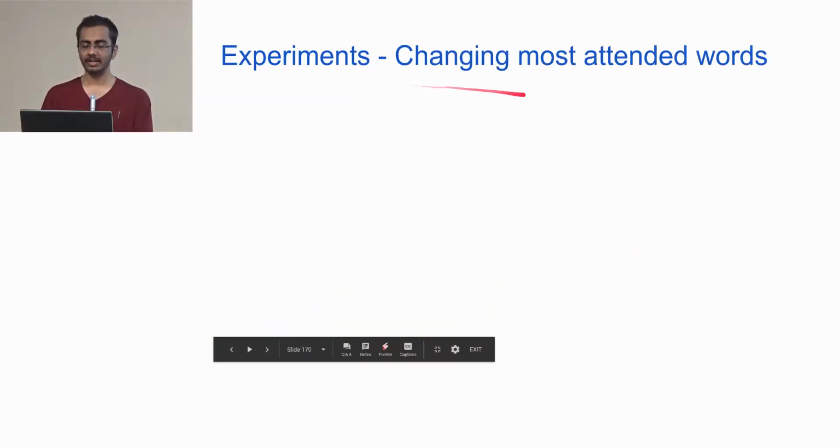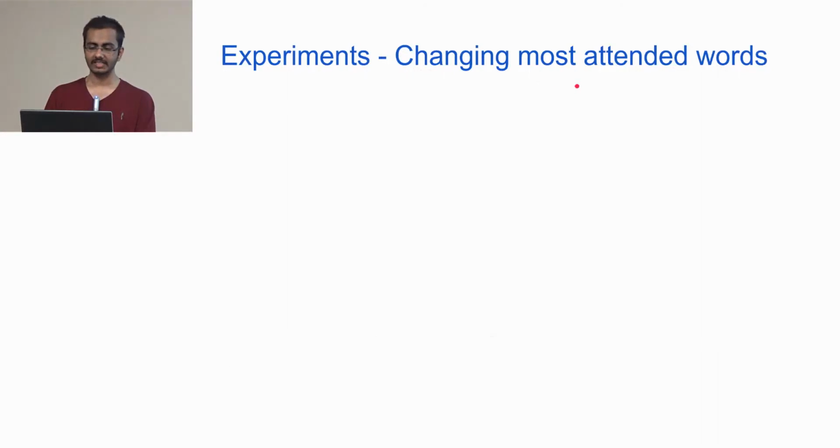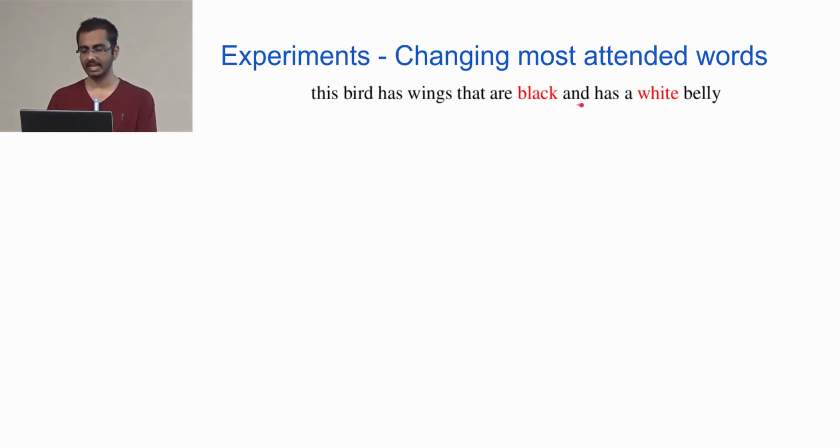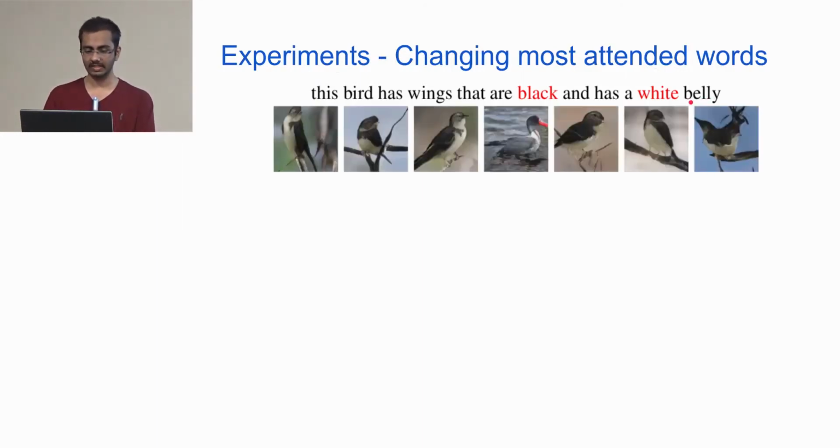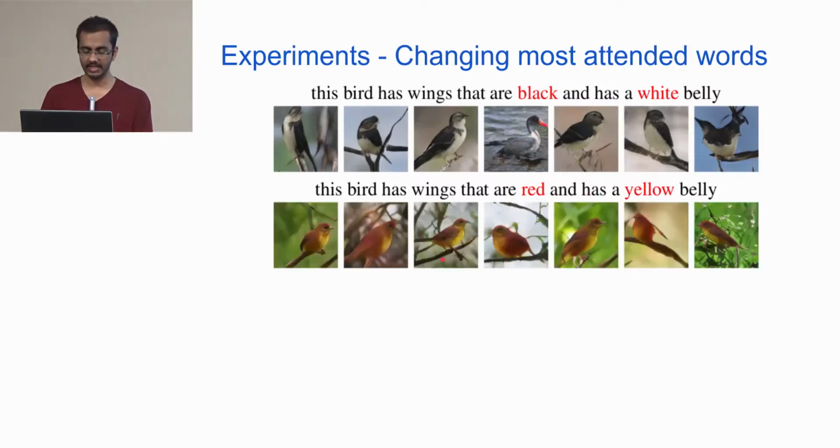Next, this is a particularly interesting experiment in which they change the most attended words. So basically you have a caption like: this bird has wings that are black and has a white belly. These are the generated samples from just a single caption. Over here, the top 2 attended words were black and white, and in this experiment they changed these to red and yellow to see how this affects the generated images. And this is the variation they get.